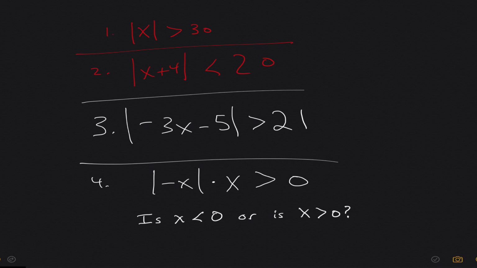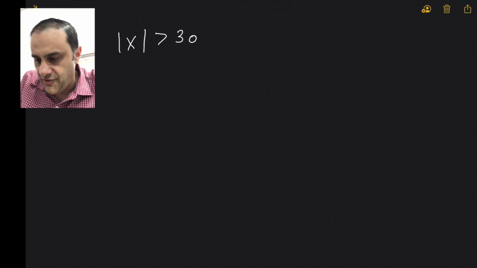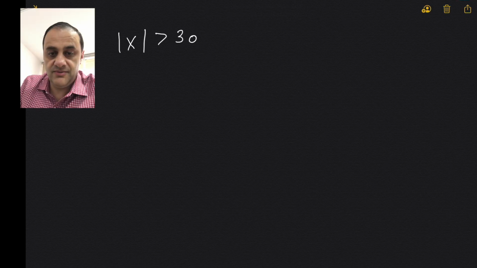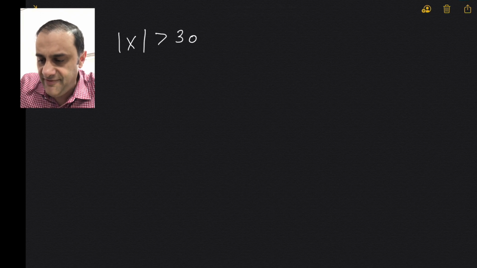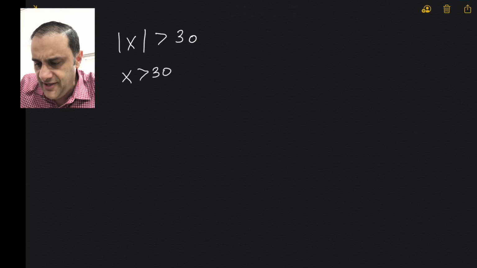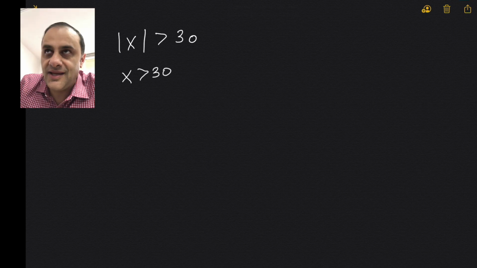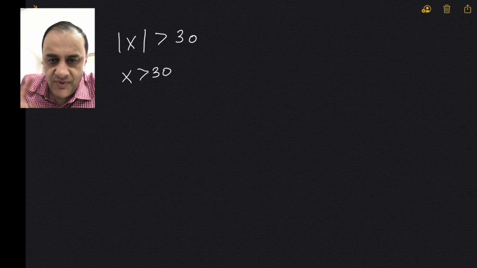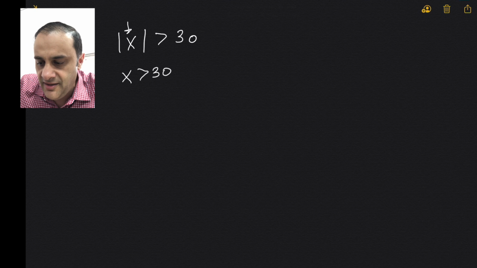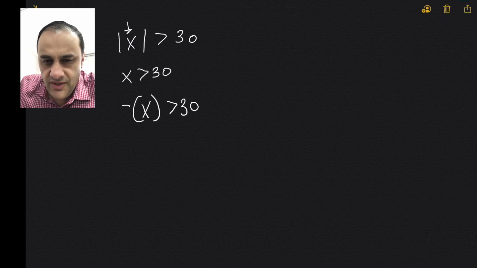So this first one, we have the absolute value of x is greater than 30. Now be careful, the answer is not simply x greater than 30, all right? Because we want x to be greater than 30, and we also want the negative value of x to be greater than 30. So the way we do this, we're going to have two answers. The first is whatever is positive in there, and the second is the negative of what's in there, to be greater than 30. So we actually have to do two inequalities here.